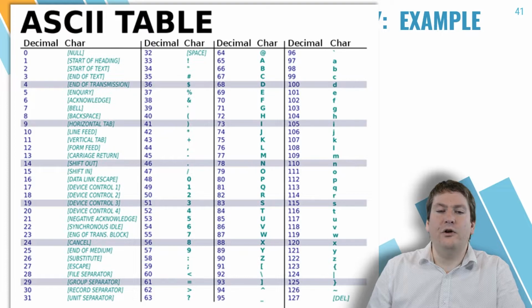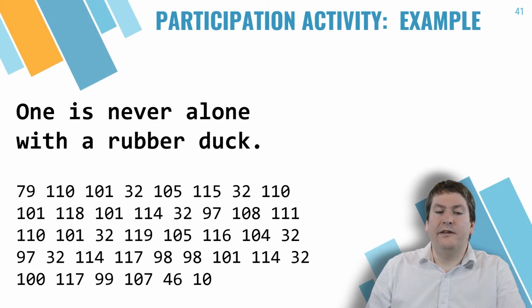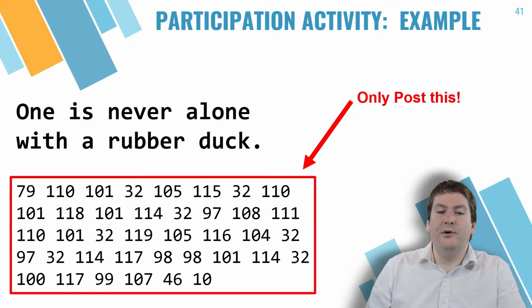So once you've done this, go through for each letter, find the number, and come up with a message like this. Then you're only going to post these numbers to the forum. Don't post your original message.